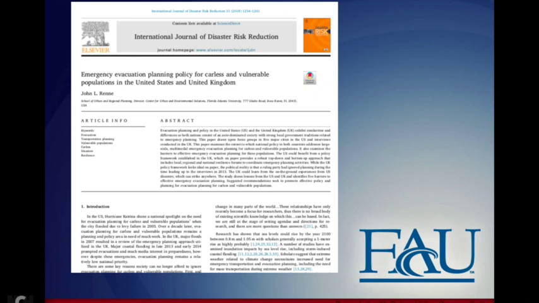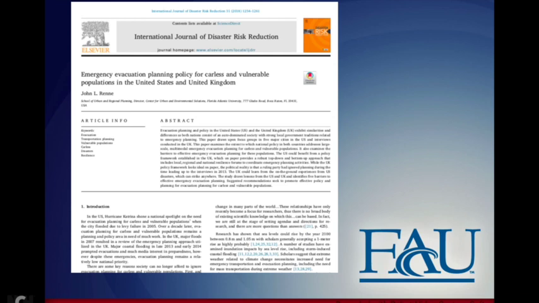In terms of local planning in the United Kingdom, national policy mandates local planning for vulnerable populations, but in practice, it's not as active because they haven't had as many disasters in the UK as we've had in the US, although they have had their fair share of terrorism-related events. They haven't quite had the same level of natural disasters in recent years that the United States has seen.